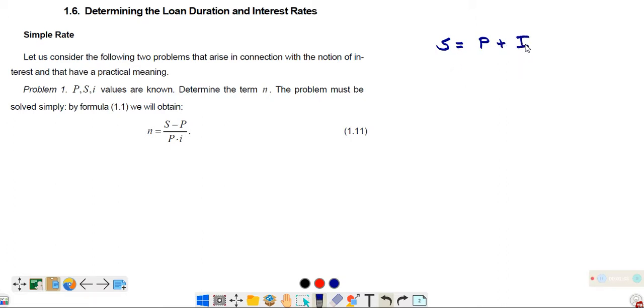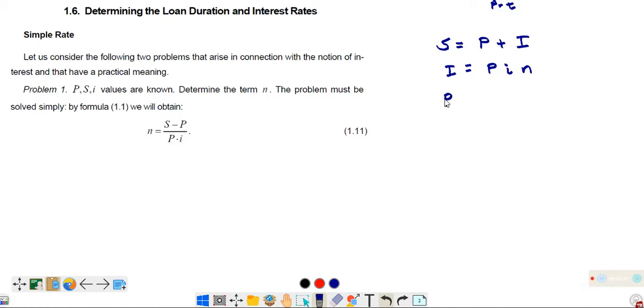So, S is equal to P plus I. Now, what is the value of I? How do we compute it? I is equal to the principal multiplied by the interest rate I multiplied by the term N. Before, we used PRT. I always insert that because in other books, PRT is used. But in this reference material that we use, P is principal, the interest rate R is now I, and the time T is now N, the term N. So, let's substitute them.